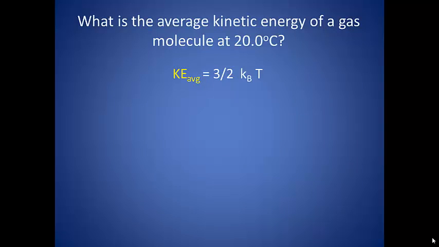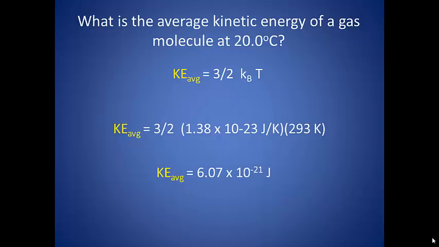So what is the average kinetic energy of a gas molecule at 20 degrees Celsius? Well, the only thing we know is the temperature. That is really all we need to know if we need to find average kinetic energy. The only thing to really note is that we have to convert the Celsius temperature into Kelvin. Once we do that, plug them in and we find 6.07 times 10 to the negative 21st joules. This is a really small amount of energy, but if you think about it, you're talking about a gas particle. So it does make sense that the energies are going to be significantly smaller than the larger objects.